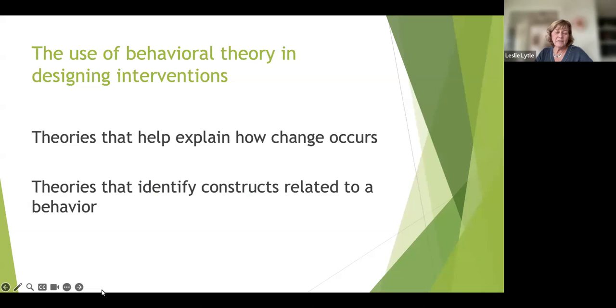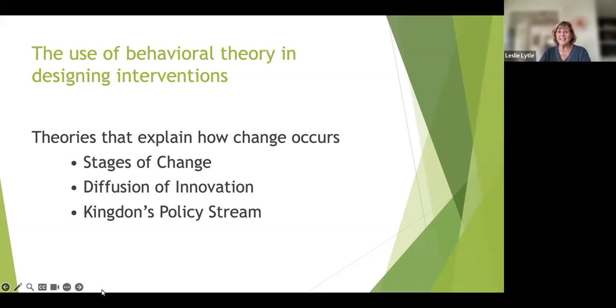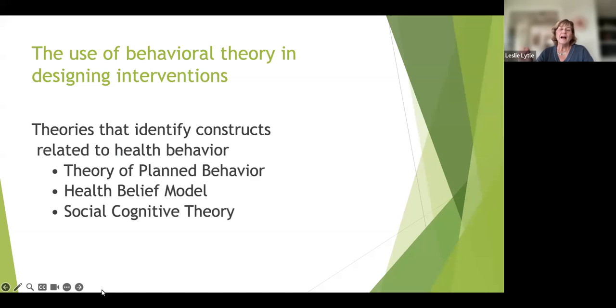The third way we identify behavioral determinants is through behavioral theory. When I think of behavioral theory, I think of two different kinds. I think about those behavioral theories that help explain how change occurs, and theories that identify those constructs or determinants of a behavior. So when I'm thinking about how change occurs, I'm thinking about stages of change, diffusion of innovation, and Kingdon's policy stream. We use these kinds of theories in our create phase, but in our plan phase, I'm still looking for those determinants that are related to a behavior.